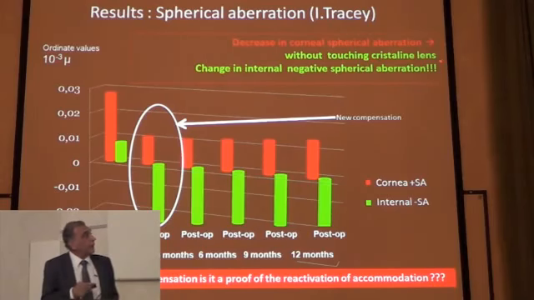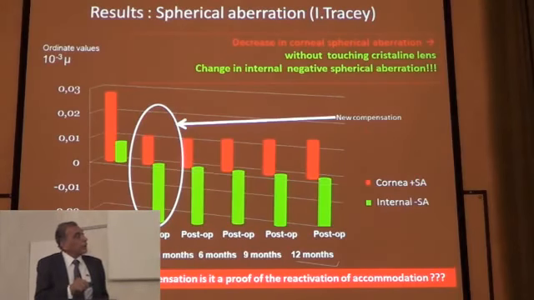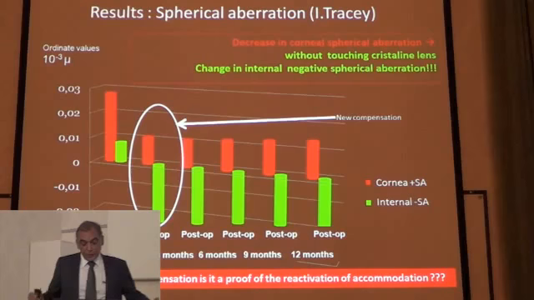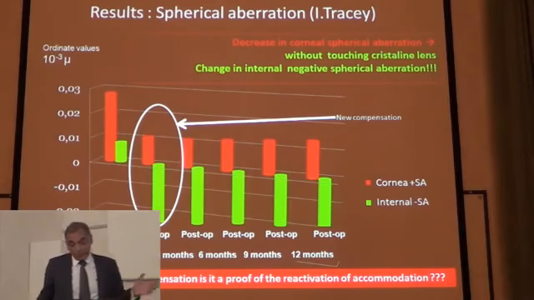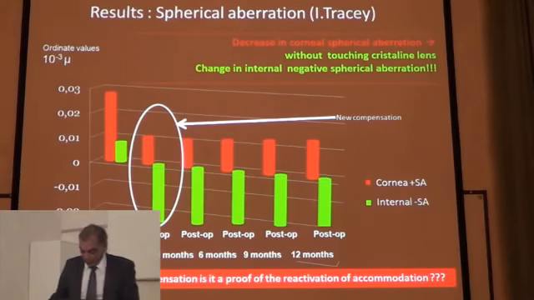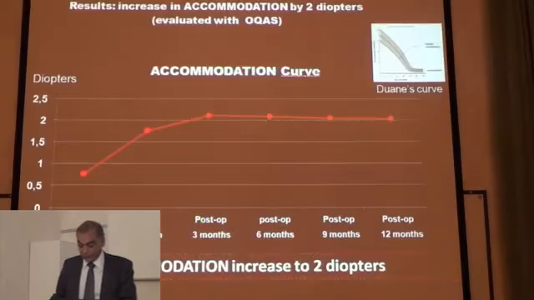But at the same time, without touching the crystalline lens, we have a change in internal negative spherical aberration. And you can see at the beginning the negative spherical aberration of the crystalline was here, and now it's here. It changed without touching the crystalline lens. So we have again corneal and internal spherical compensation. It is a proof of the reactivation of accommodation. We think so. As my colleague says about this matter, I think we can get a new reactivation of the accommodation.